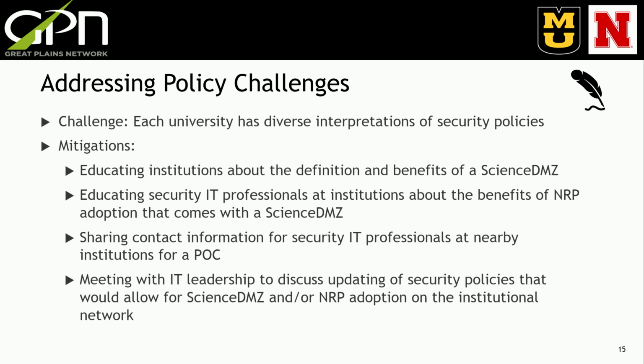This can include the standard research IT professionals or the security IT professionals about how NRP adoption can enable more things on their campuses. Additionally, sharing contact information for security IT professionals at nearby institutions that have used it, right? So you can say, you haven't allowed this or you aren't too comfortable with this. Why don't we share you a point of contact from a nearby institution where maybe you've worked with them before? So there can be more of a technical dialogue beyond what we can provide. And then lastly, meeting with teams like IT leadership to discuss updating those policies to allow for science DMZs and or NRP adoption on those institutional networks.